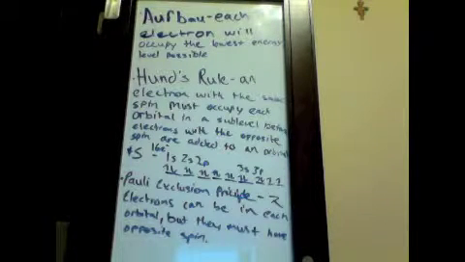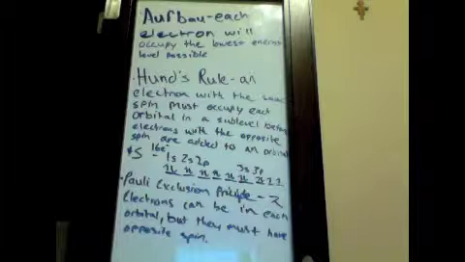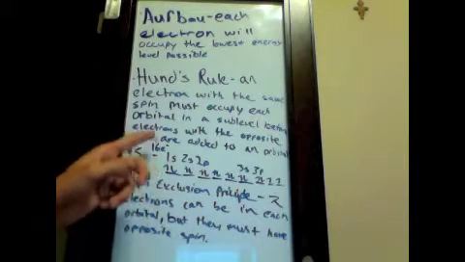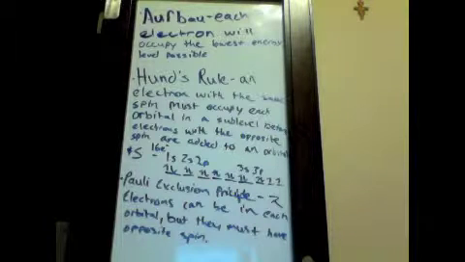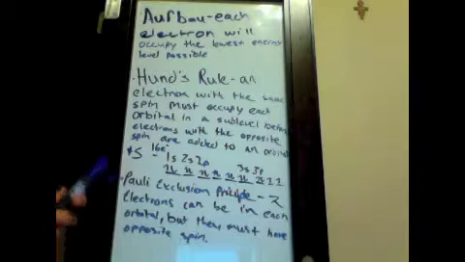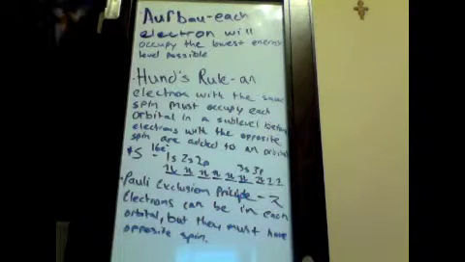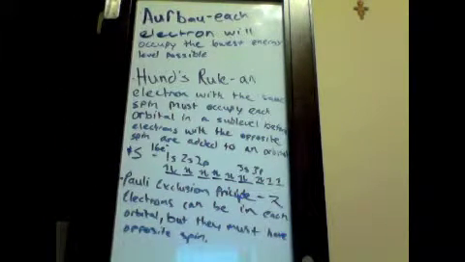And finally, there is the Pauli exclusion principle. The Pauli exclusion principle states that two electrons can be in the same orbital, but they must have opposite spins, which means one arrow up and one arrow down. Orbital diagrams illustrate Hund's rule and the Pauli exclusion principle. You don't really see the Aufbau principle in orbital diagrams.